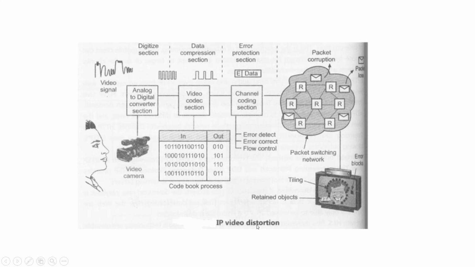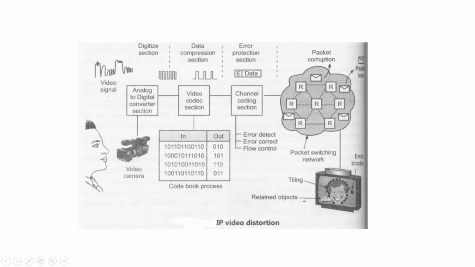Okay. Now, IP video distortions: as we have seen in audio, there will be distortions in IP video also. Your camera will convert it into a video signal, then it is converted into digital, then given to the video codec section, where the coding for each and every video is done with reference to a codebook. Then it is given to the channel coding section, which takes care of error detection, error correction, or flow control, that is data rate control. Then all that is put on your internet, or you can say a packet switching network. So you have packet corruption, packet loss, and delay in the packet. So what kind of distortions may you observe in your received video?